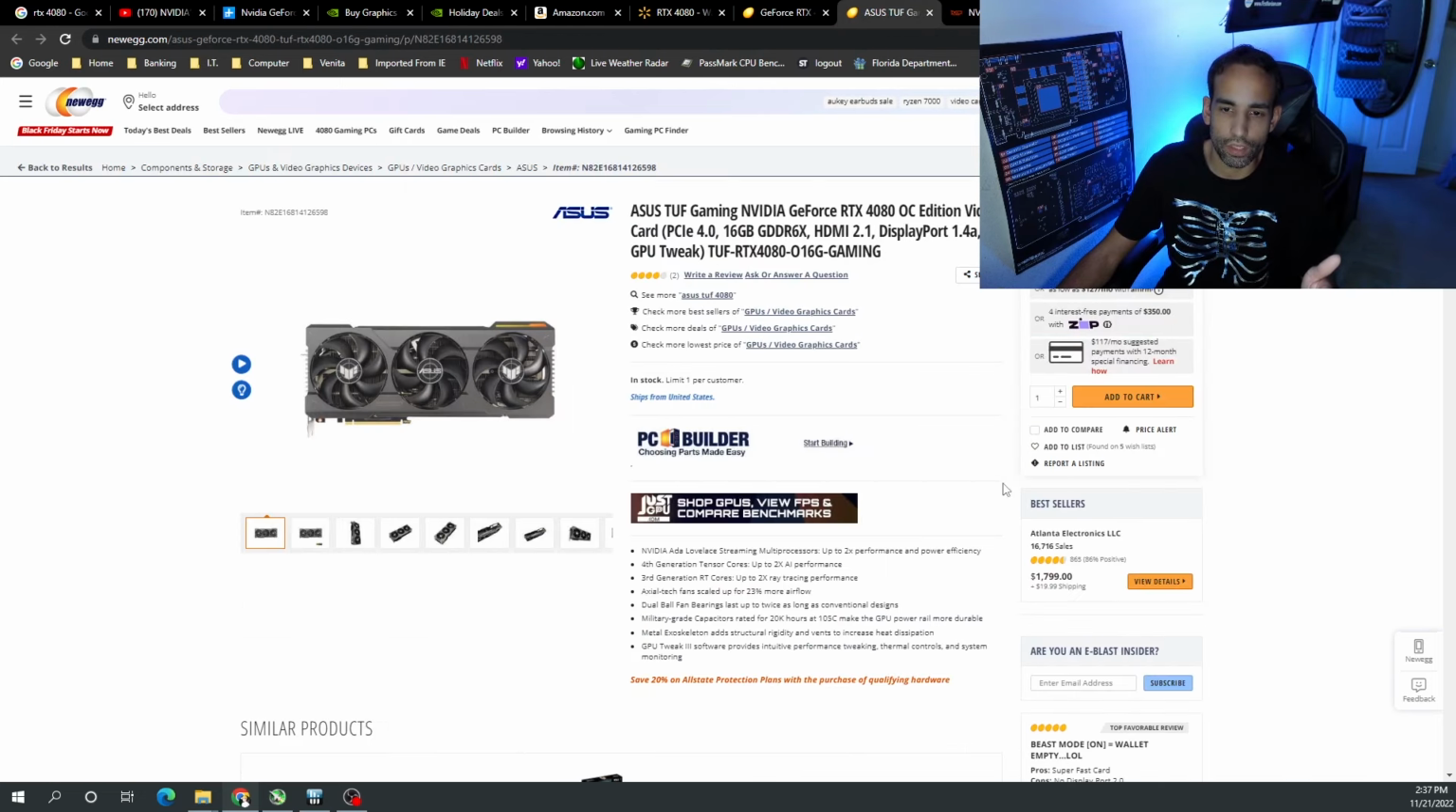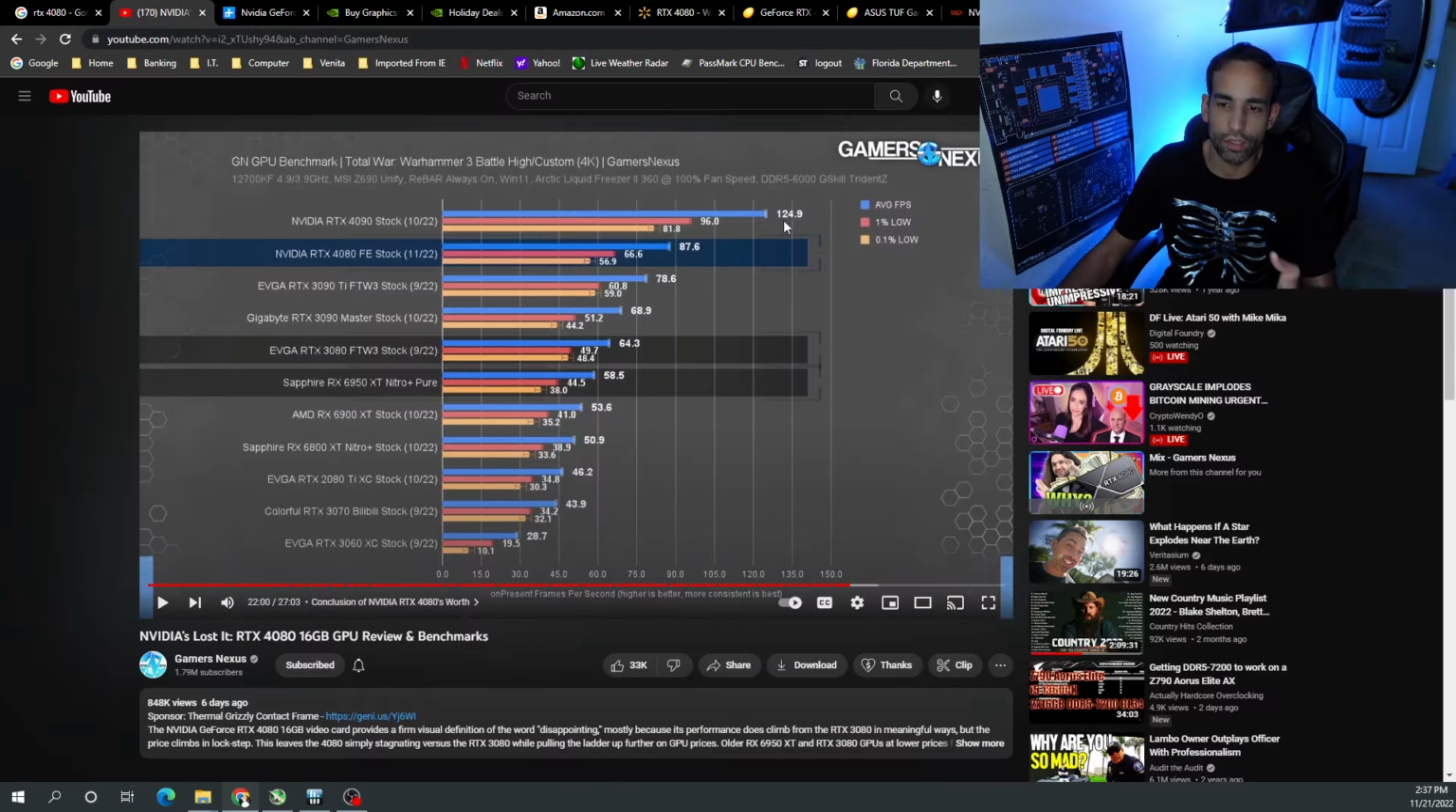That's absolutely ridiculous. And the Asus TUF brand is a pretty good card as far as performance goes, and the price isn't too crazy. $1,400 is above its original MSRP of $1,200, but it's not too bad. And so from a gaming perspective, this card is not very attractive in performance per watt.